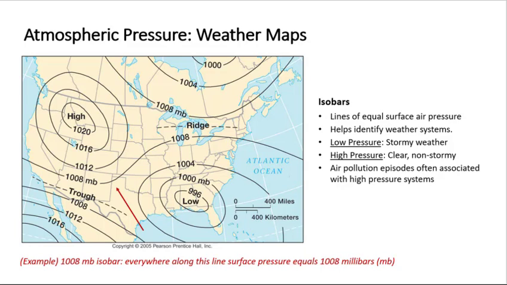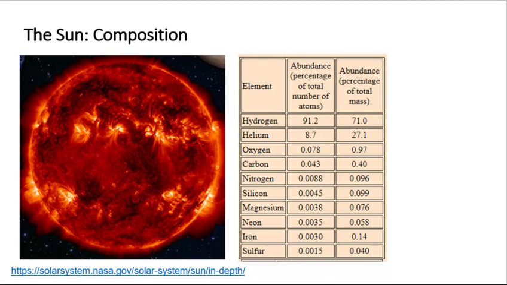For this reason, high pressure tends to be more associated with bad air pollution episodes, since the stagnant air associated with high pressure systems tends to inhibit dispersion and mixing of pollutants, thereby leading to higher concentrations.